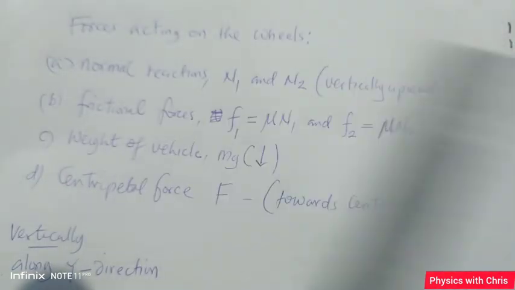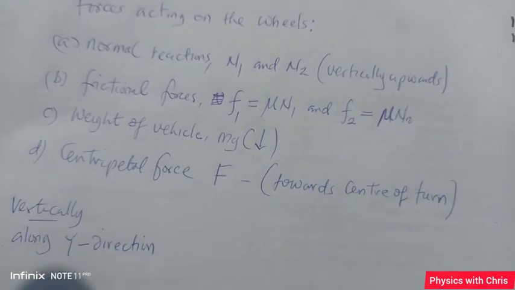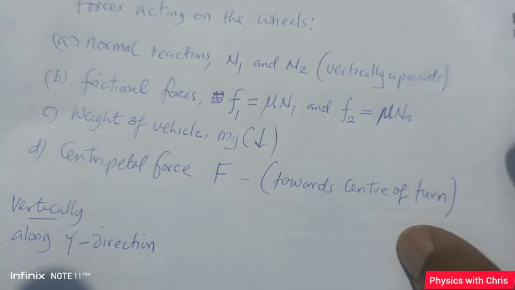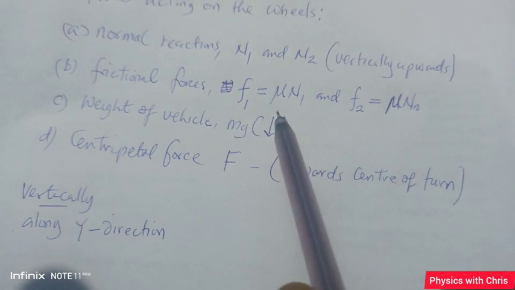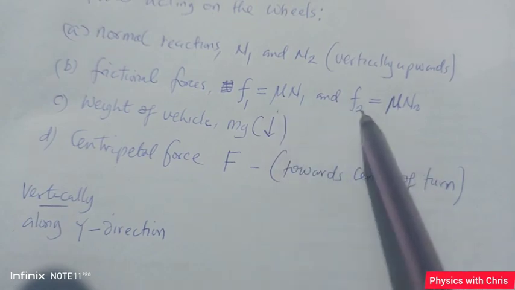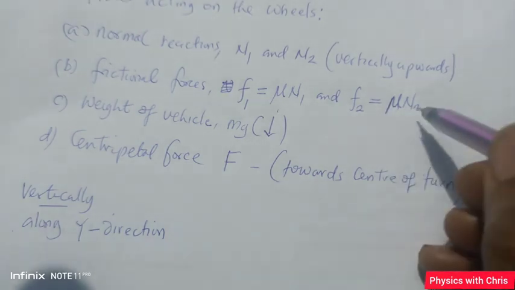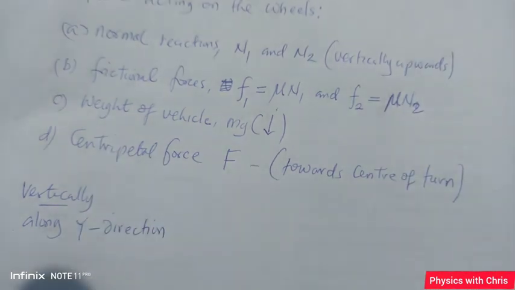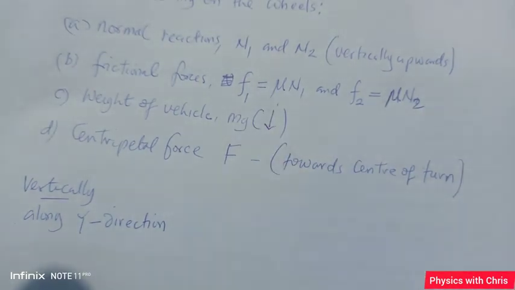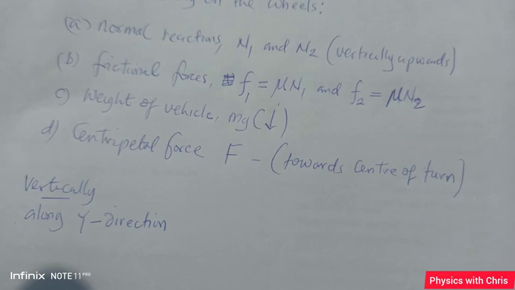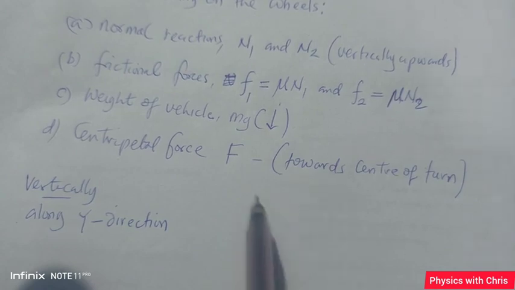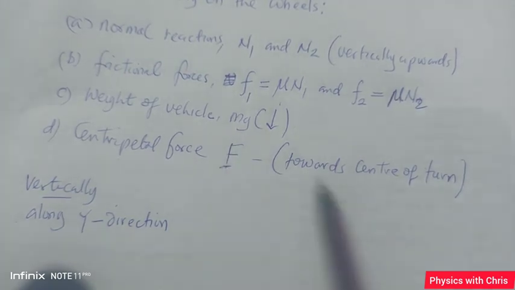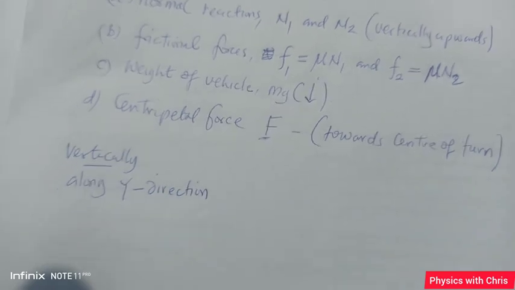Now here I have the forces laid out, written down here, normal reactions, and they act vertically upwards. The frictional force from both wheels, F1 is given by the coefficient of friction multiplied by normal force N1, and F2 is given by this multiplied by N2. The weight of the car acts vertically downwards. You can see that in the arrow there. And the centripetal force that is needed to keep this car moving in that circular track, I call that capital F, and is acting towards the center of the bend.